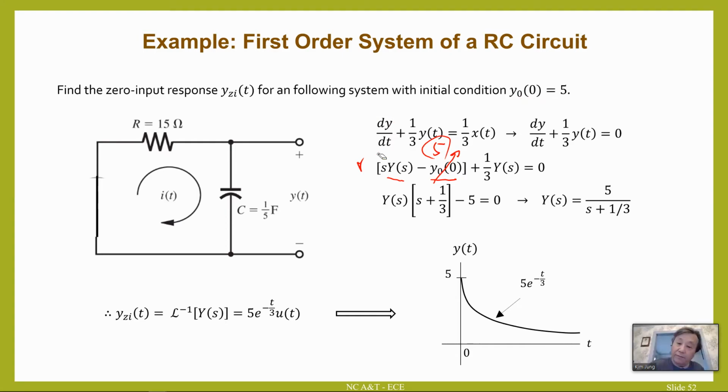Is the initial condition always given for these questions? Yeah, always given. Because in a first order system there is only one energy storage element, so we have only one initial condition. Suppose you have two energy storage elements, a second order system, you need two initial conditions. Okay, so we're going to do that.